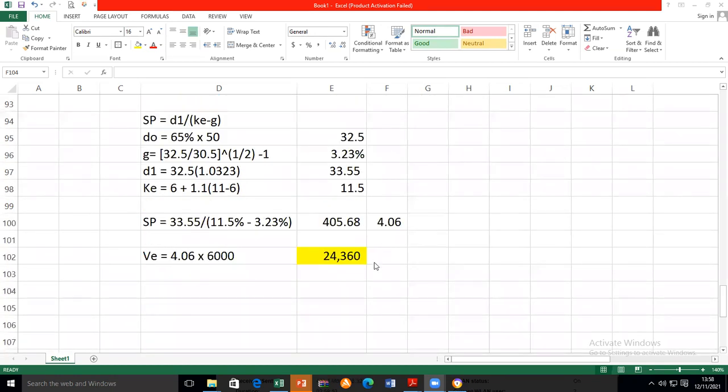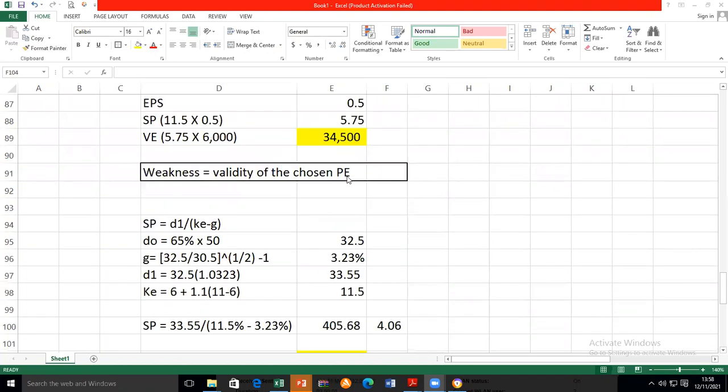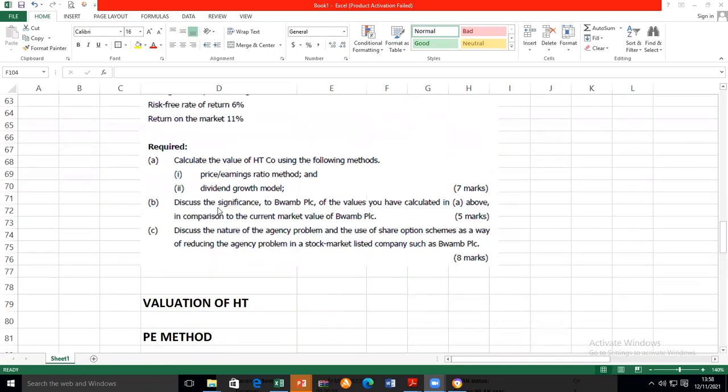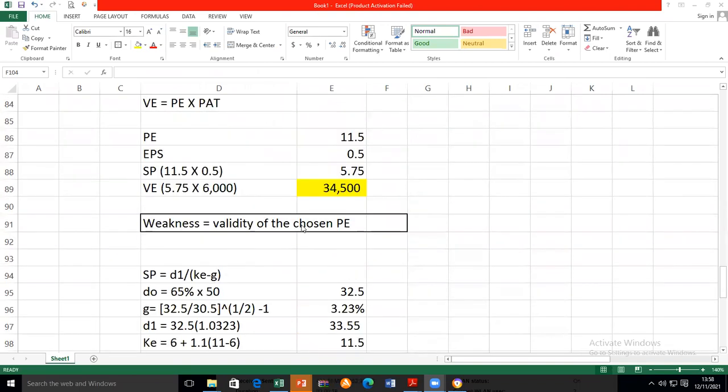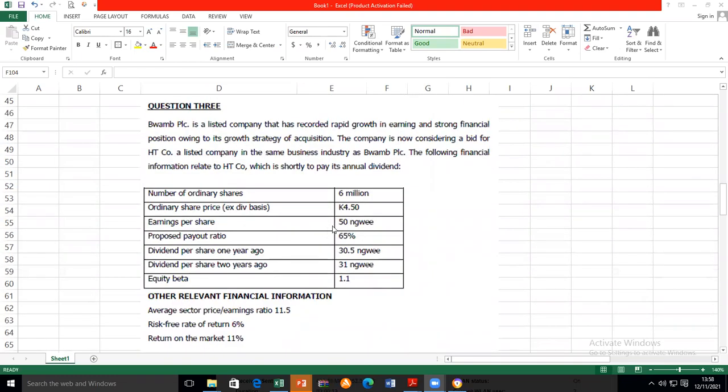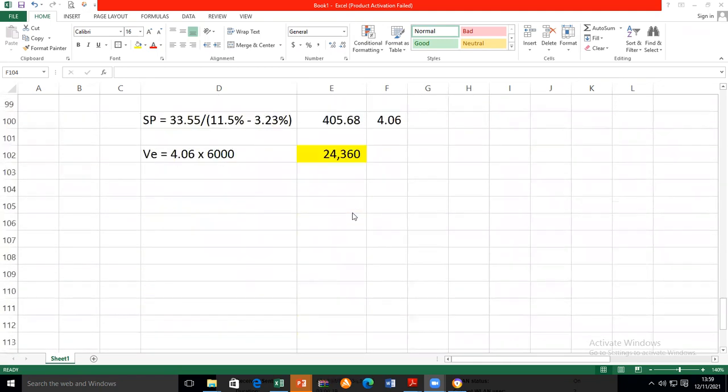Have we all found the answer finally? Okay. Discuss the significance to B of the values you have calculated in A above in comparison to current market value. What's the current market value? It's here, 4.5 multiplied by 6.